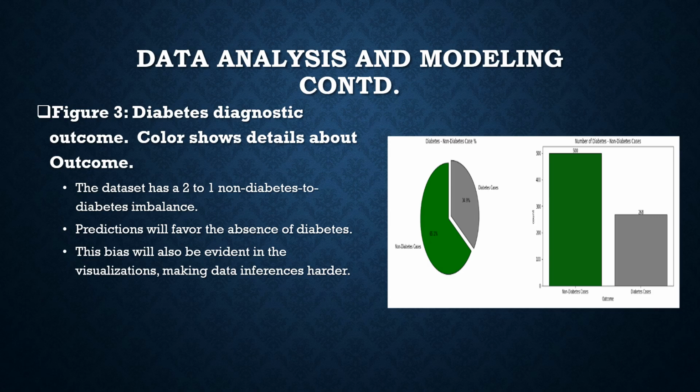Coming to the third one, diabetic diagnostic outcomes. Color shows the details about the outcome. The dataset has a 2 to 1 non-diabetic to diabetic imbalance. Predictions will favor the absence of diabetes. This bias will also be evident in the visualization, making data inference harder.